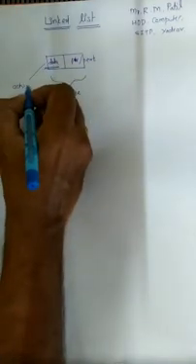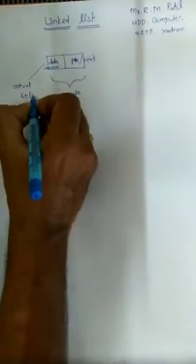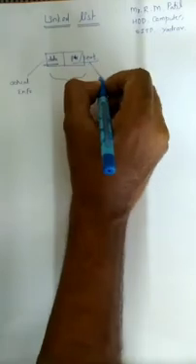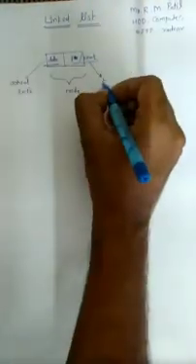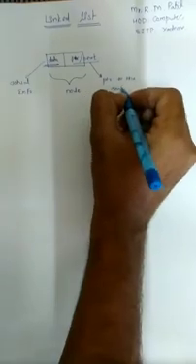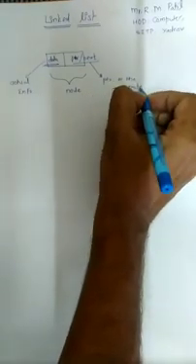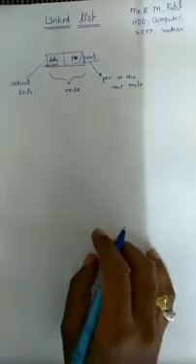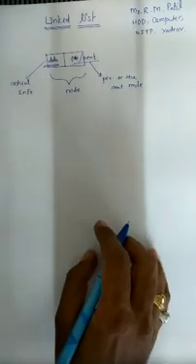In the data field, the actual information is stored, and into the pointer field, or the next field, the pointer to the next node is stored. Like that, the linked list is implemented.